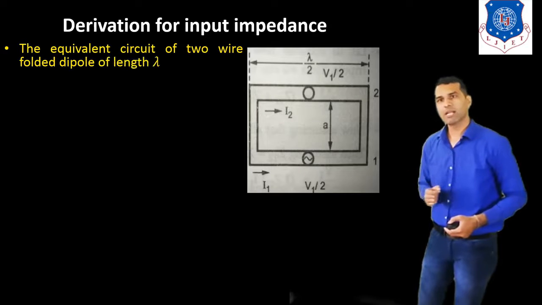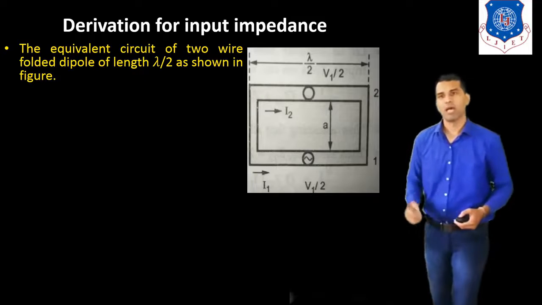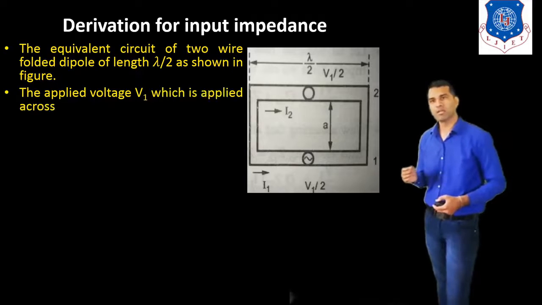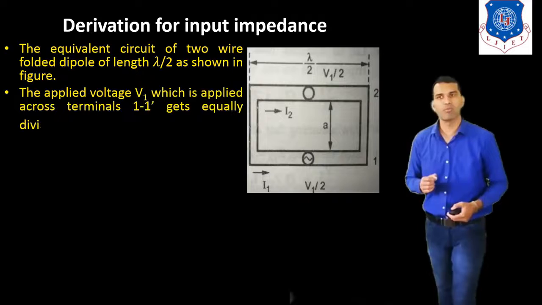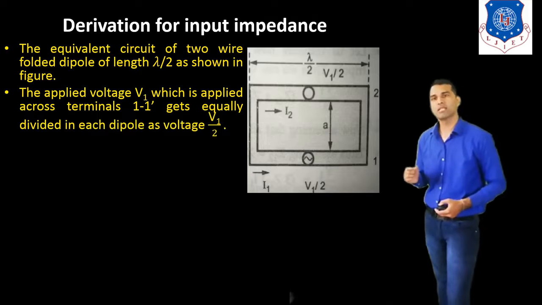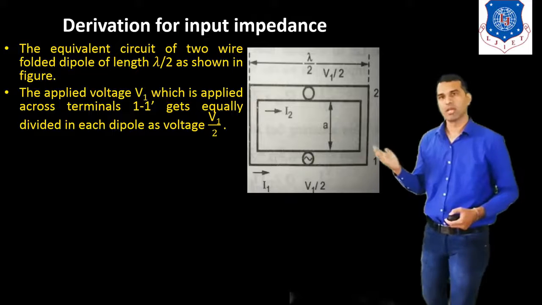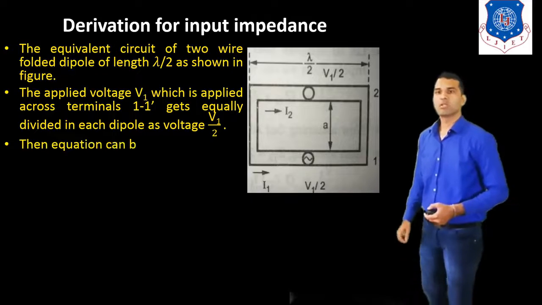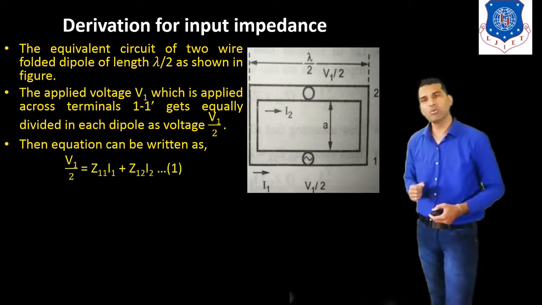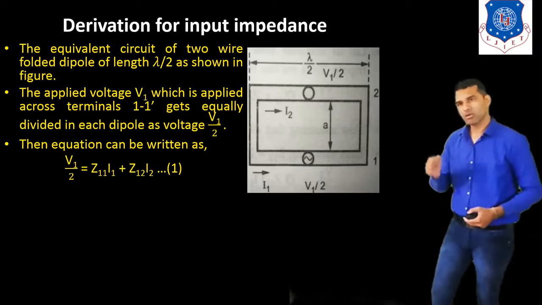The equivalent circuit of a two-wire folded dipole antenna of length lambda by 2 is shown in this figure. The applied voltage V1, which is applied across the terminals 1,1, gets equally divided in each dipole as voltage V1 by 2. So here we have given the voltage V1 in this dipole. The equation can be written as V1 by 2 is equal to Z11 into I1 plus Z12 into I2.